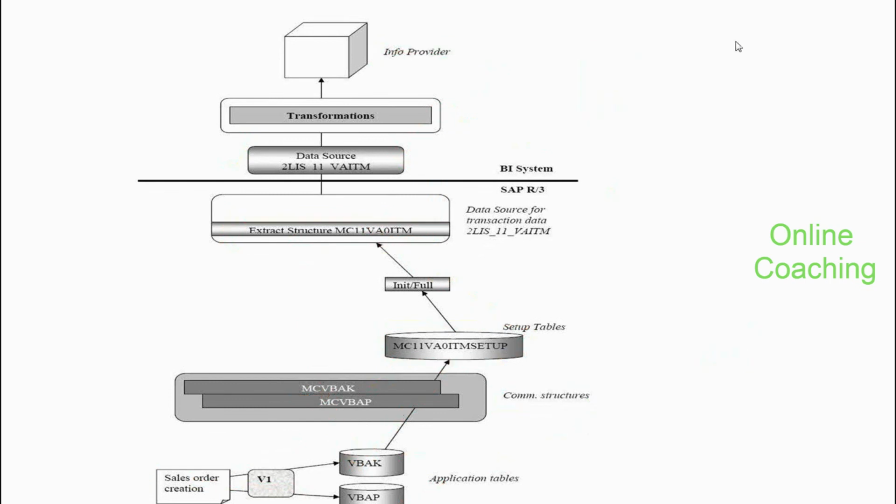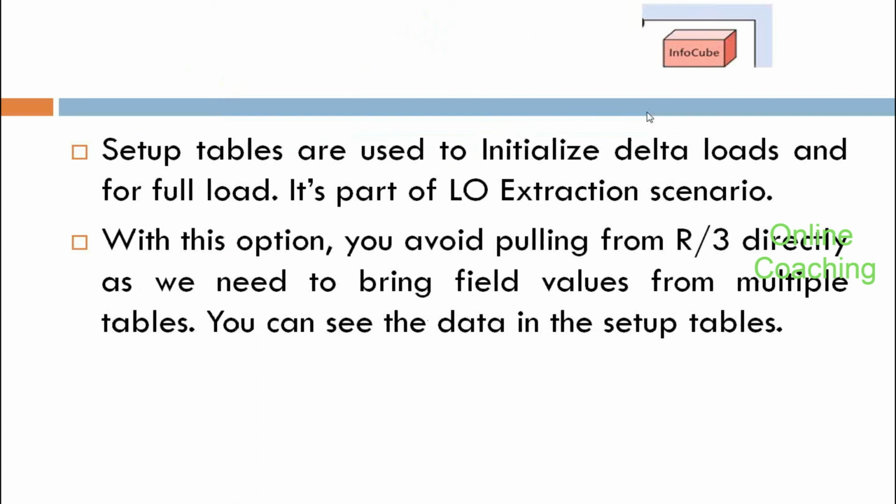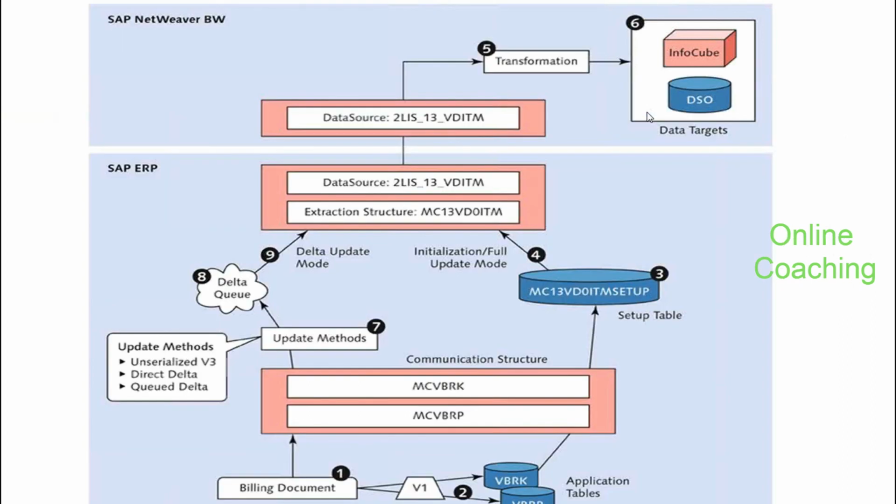Okay, sir, in case I have a delta, you have loaded, for example, 100 records into my info cube. That is through the full load. Tomorrow I will get new records. Then what is the data flow? If it is new records, the data flow will be like this. Through the setup process, this is the setup table, the full load is done.